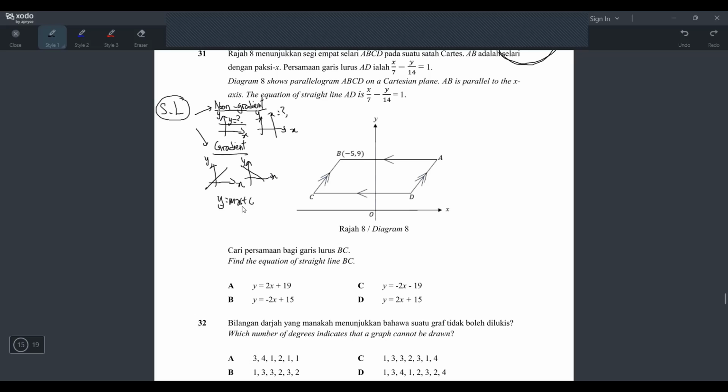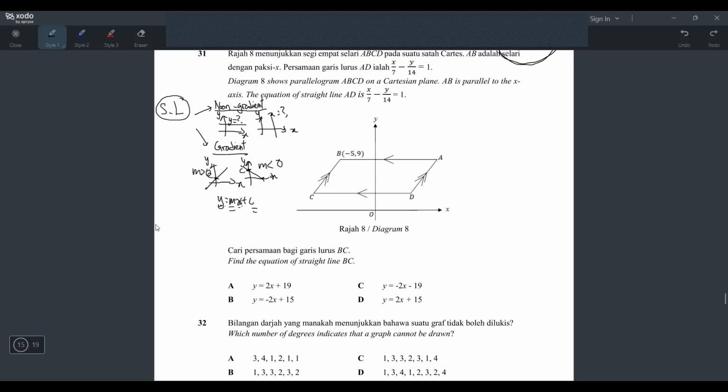What is m, what is c? Y and x tak ada orang cari. We just cari m and c. M is the gradient. So, kalau gradient dia positive, it will look like this. Kalau gradient dia negative, it will go down. And then c is what? The pintasan y. So this one lah, the pintasan y. And this one, okay, not this one. This one is the pintasan x.